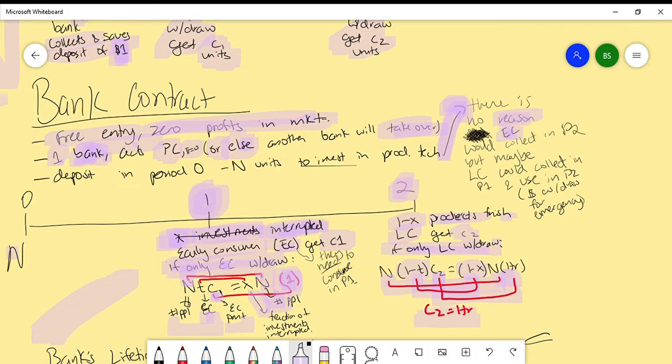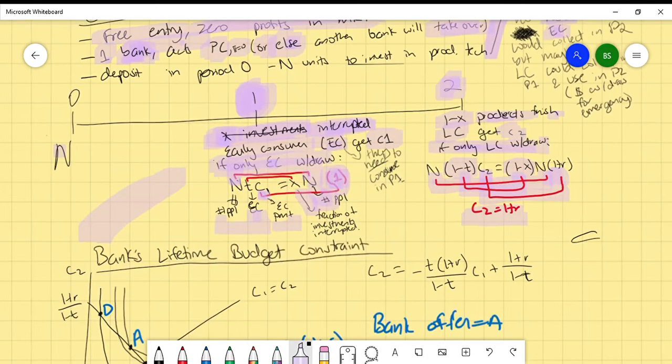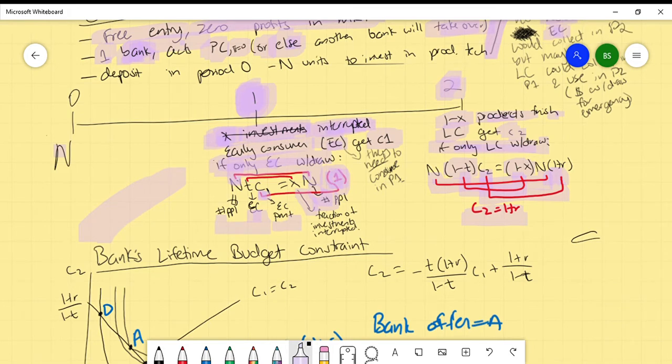But one thing that could happen is that the late consumers could decide to withdraw their money in period 1 and just keep it in their pocket, and then use it in P2, like money for emergency. It's just an option that they could do. But we'll be showing later on that it's better for them to not do that.